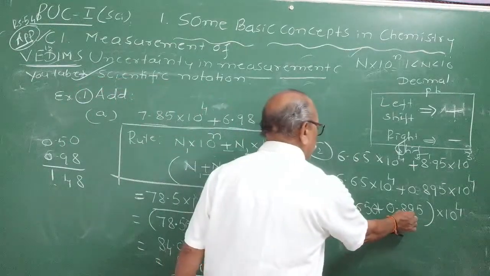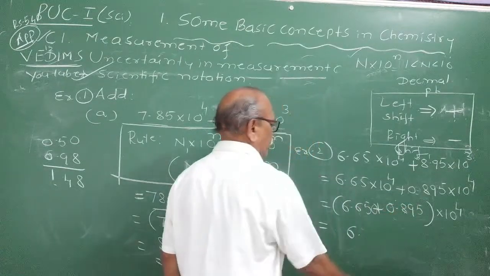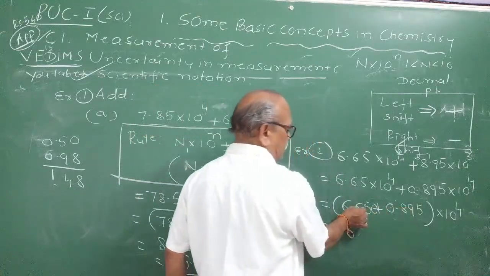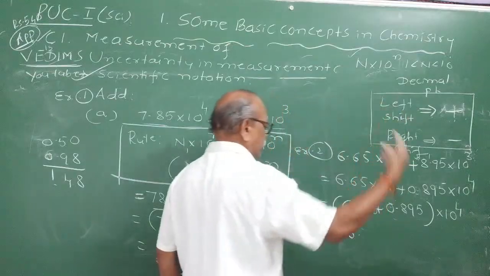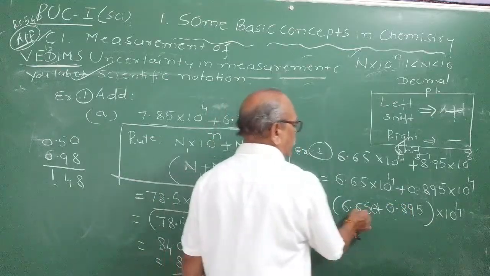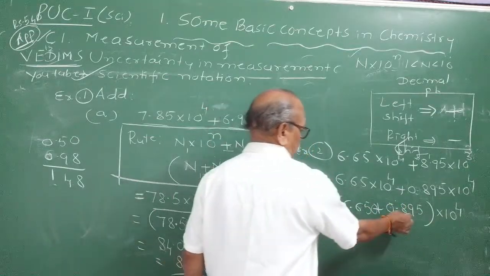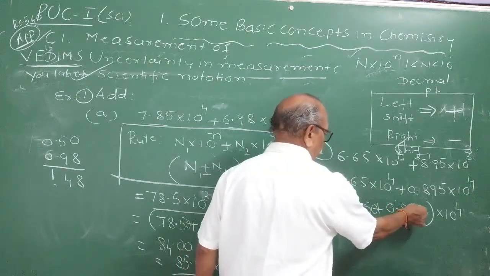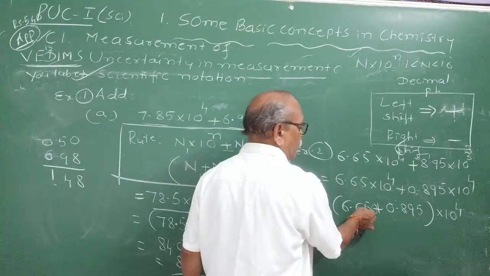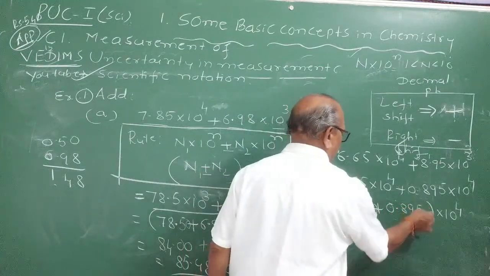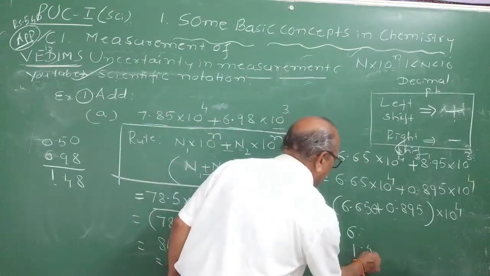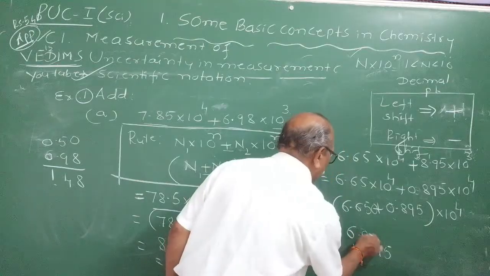650, 895. 800 plus 600 becomes 1400. You neglect this decimal point and add in mind. 800 and 600 becomes 1400. Then 1490, 1490 plus 50 is 1540, 1540 plus 5 is 1545. That 1 is carried to the whole number part.